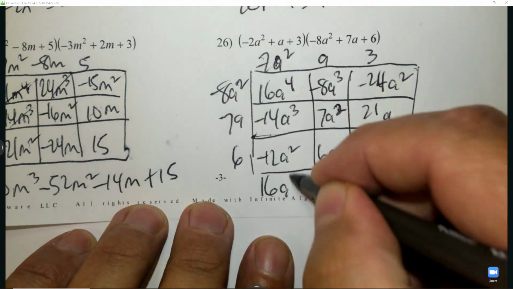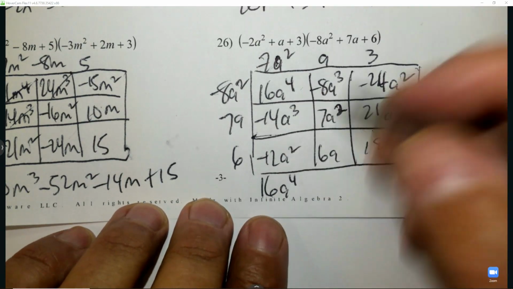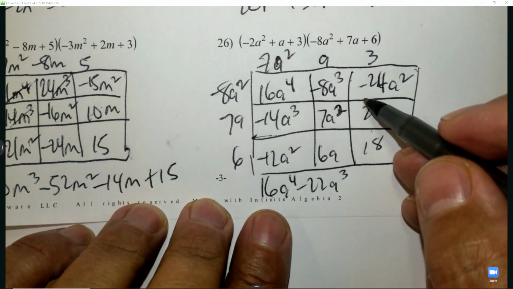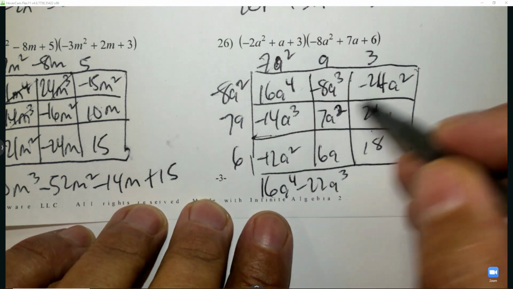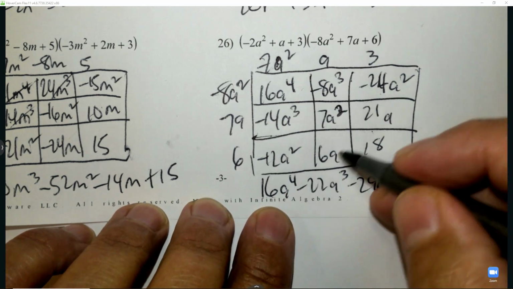So you have 16a to the 4th. When the signs are the same, add them. That's negative 22. Here, well, it's negative 5 and negative 4. So that's negative 29. That's 27.